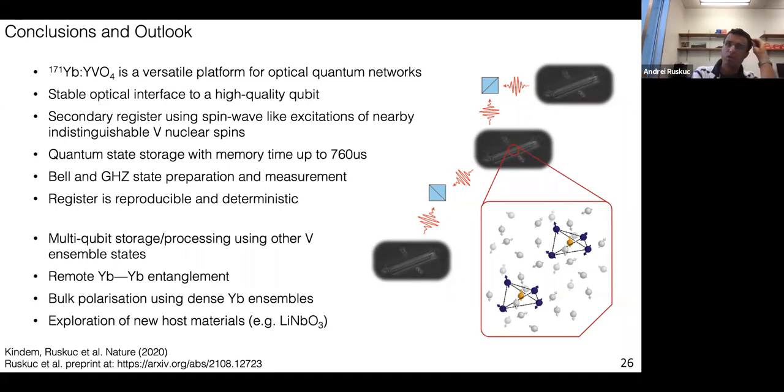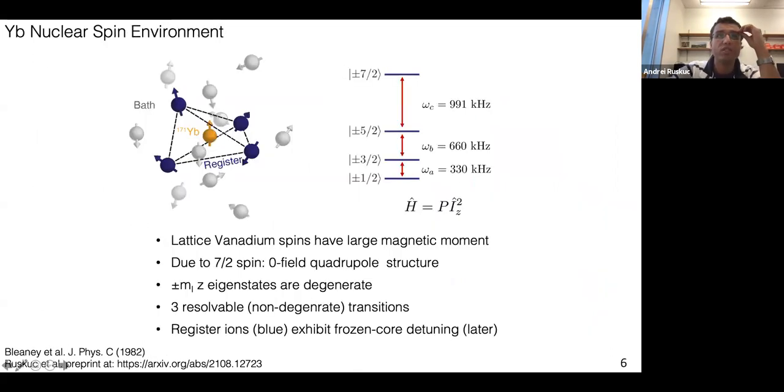From the nuclear spin perspective, one interesting aspect would be that depending on exactly the crystal geometry, you could get a different environment of these nuclear spins. Maybe you can realize registers with larger numbers of spins. But there's also a small limitation to this platform, which I haven't really talked about in this talk. Even though these are the four register spins that we work with, the two vanadium spins which are closest to the ytterbium are actually this one and this one, which are closer than the register.